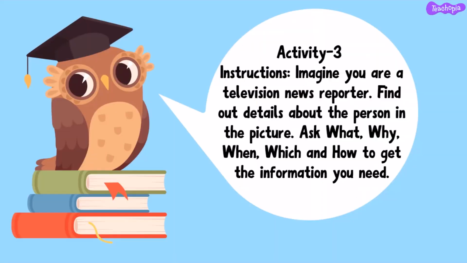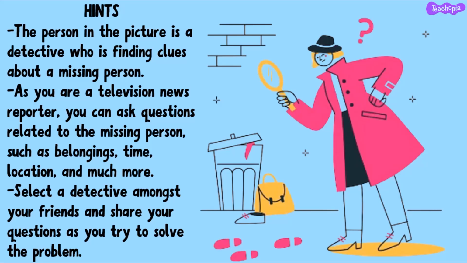Moving on to activity 3, where the learners have to imagine themselves as television news reporters and they have to find out details about the person in the picture and ask what, why, when, which and how questions to get the information needed. So the person in the picture is a detective who's finding clues about a missing person. Okay, and the learners can also have a television news reporter who can ask questions related to the missing person such as belongings, time, location and much more.